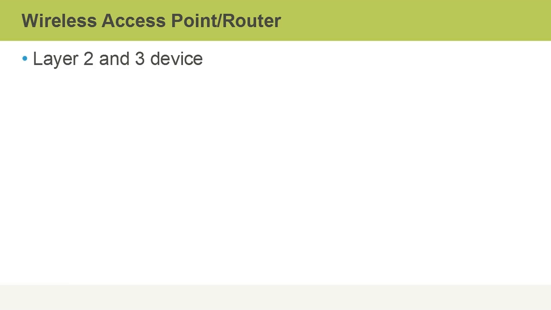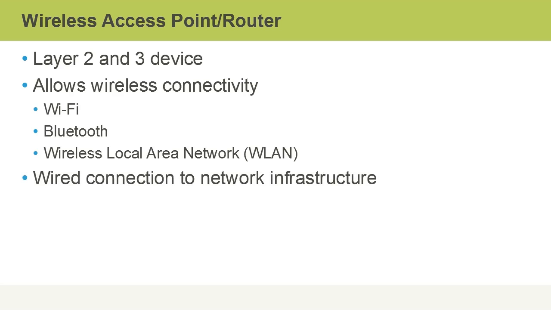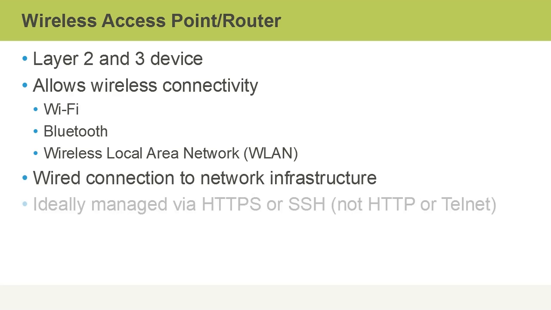Wireless access points and routers are considered layer 2 and 3 devices. This is because they deal with not only IP addresses, layer 3 addresses, but also MAC addresses, layer 2. Wireless access points and routers allow wireless connectivity for Wi-Fi networking, Bluetooth, and they also create a wireless local area network, or a WLAN. They often have a wired connection to network infrastructure, and they're ideally managed like network equipment should be, over a secure protocol such as HTTPS or SSH.